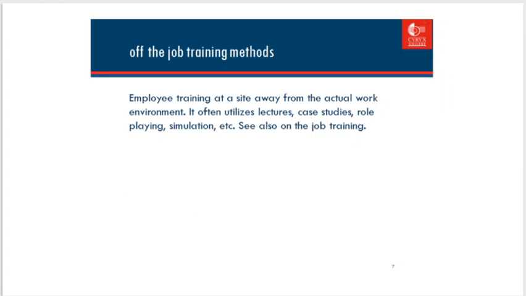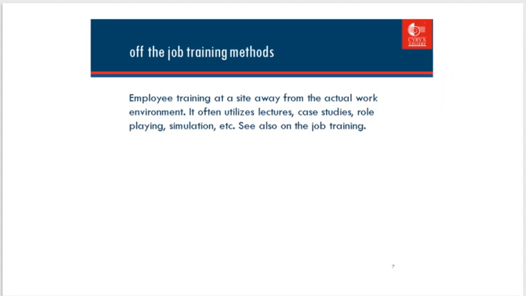Off-the-job training methods. Off-the-job training is conducted in a location specifically designated for training. It may be near the workplace or away from work, at a special training center or a resort.